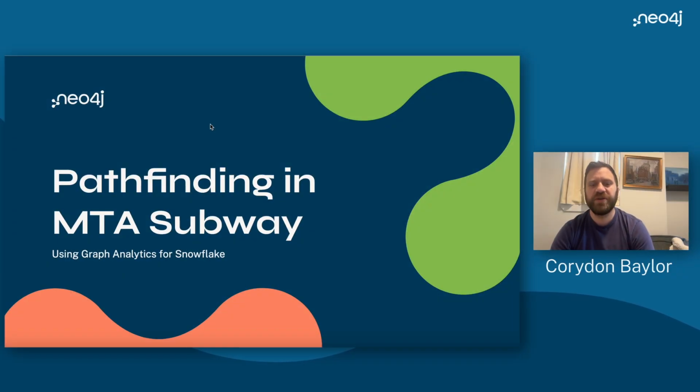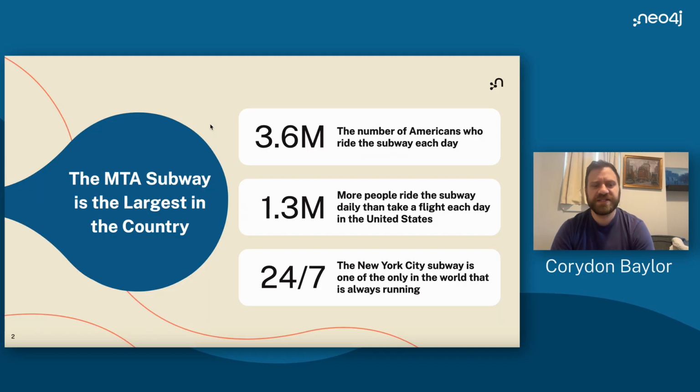Hello, I'm Carden Baylor, and I'm here to talk to you about pathfinding in the New York City subway using Graph Analytics for Snowflake. To set the stage a little bit, the New York City subway, or the MTA, is the largest in the country.